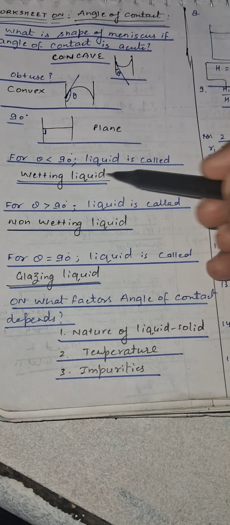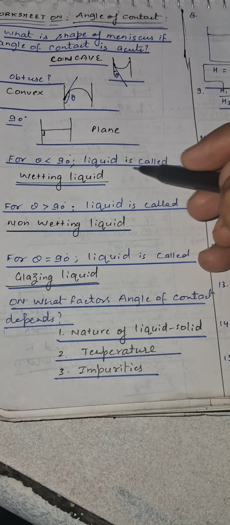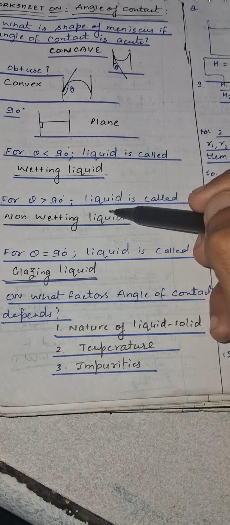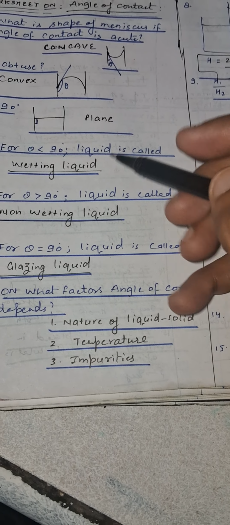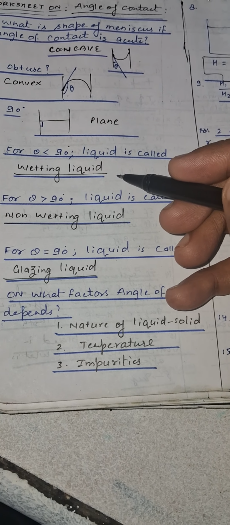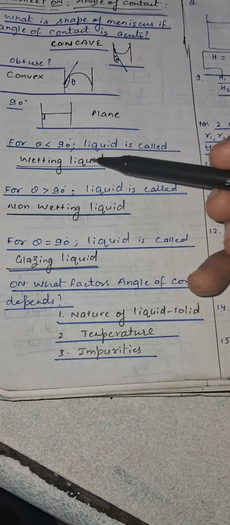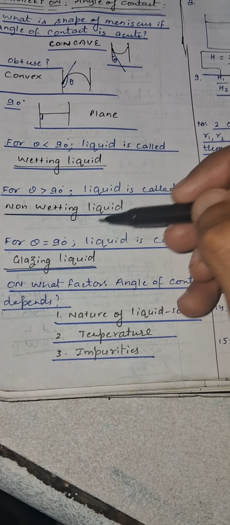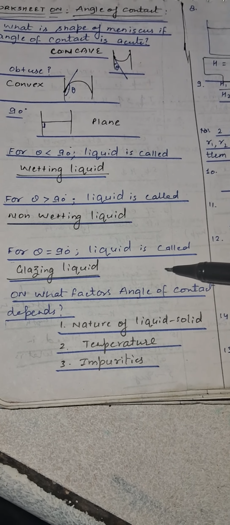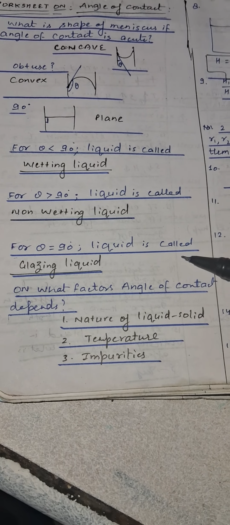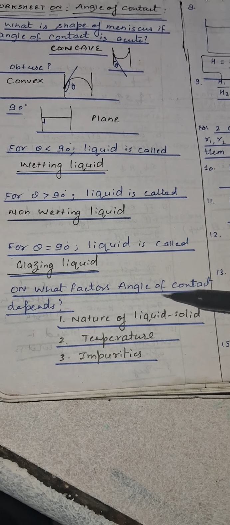Then if theta is less than 90 degrees, the liquid is called a wetting liquid. Wetting in the sense that the surface will get a certain fraction of water molecules or liquid molecules sticking to it. However, if theta is greater than 90 degrees, the liquid is called a non-wetting liquid, and there is no sticking of the liquid, just like in the case of mercury with pure silver. However, in case theta is 90, the liquid is called a glazing liquid. So it's like that.